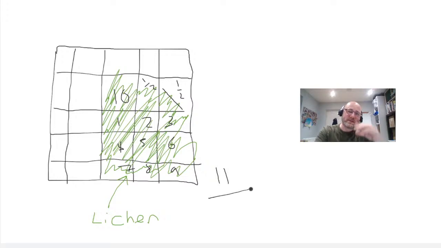I need to work this out as a percentage now. What's my percentage cover of that quadrat? This is a 25 square quadrat, so I'm going to go 11 over 25. I'm going to times that by 100.